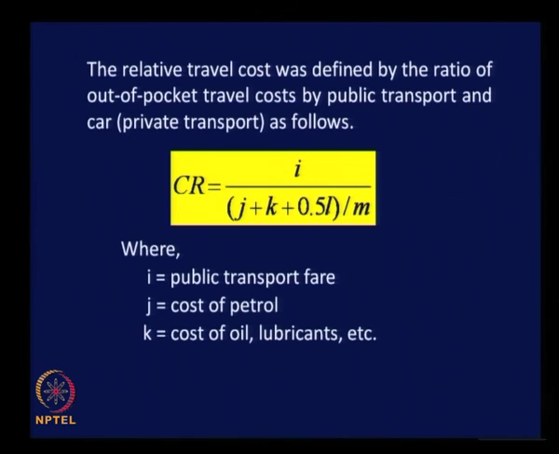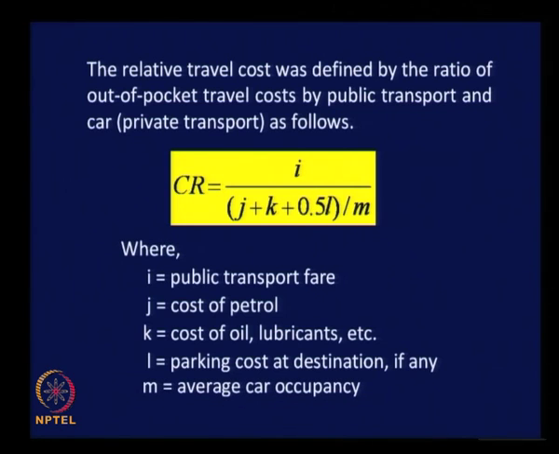K, cost of oil, lubricants, etc., because this is a consumable spent depending upon the number of kilometerage made by a vehicle, right. So that is how this is also going into the calculation. And L, parking cost at destination, if any, right, and M, average car occupancy, number of persons travelling in the car and the average.